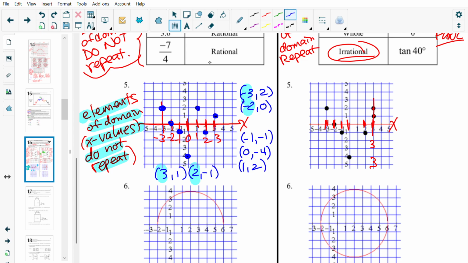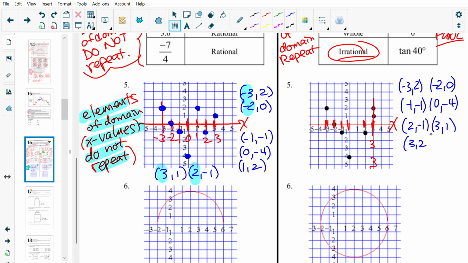Let's write out all our ordered pairs, and you can see -3, 2, -2, 0, -1, -1, 0, -4, 2, -1, 3, 1, and 3, 2.